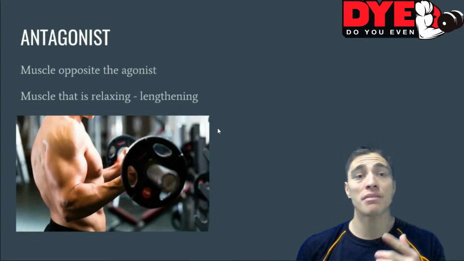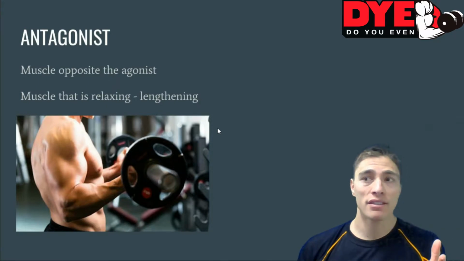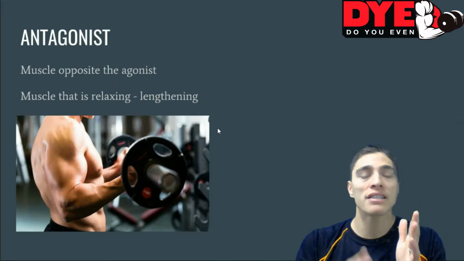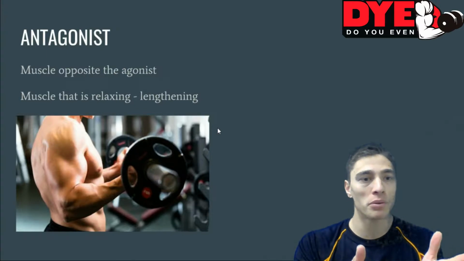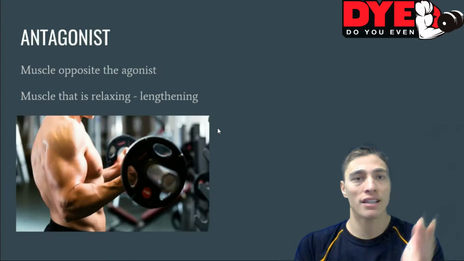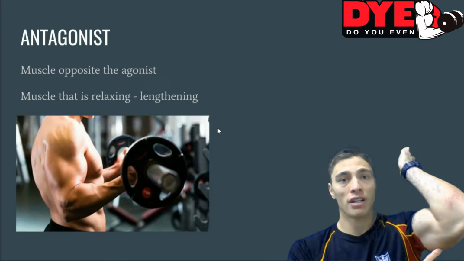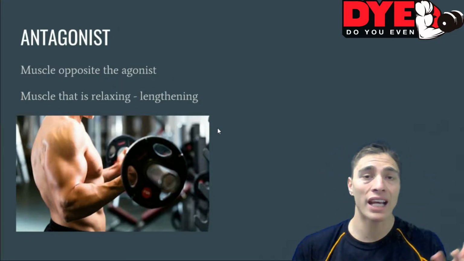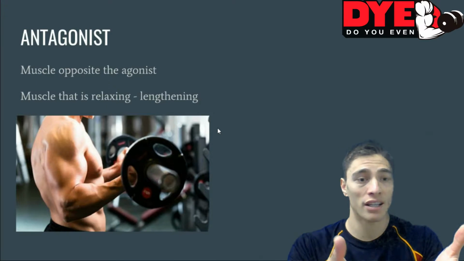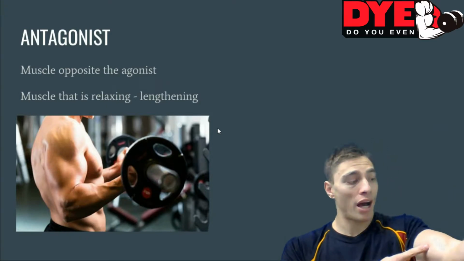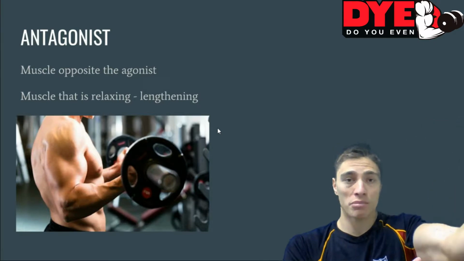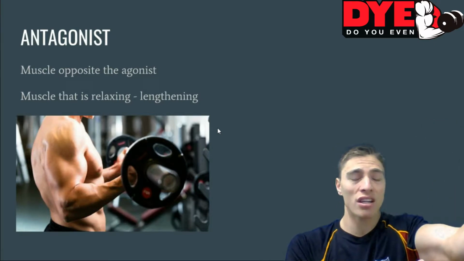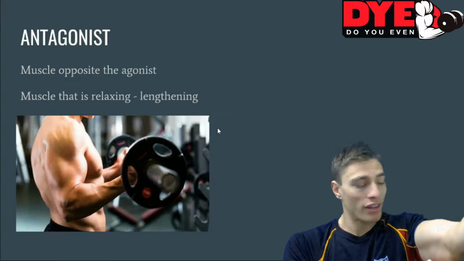Antagonist. This is the muscle opposite the agonist. All muscles work in pairs, agonist and antagonist. Okay, so for our bicep curl example, our antagonist is our tricep. It is opposite. If we didn't have an agonist and an antagonist, again, looking at the bicep curl, our arm would be flexed. If we didn't have our tricep, it wouldn't be able to contract and bring us back down into extension.